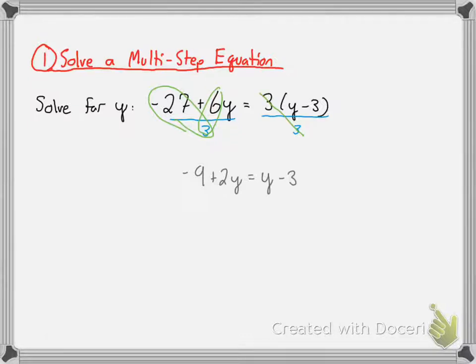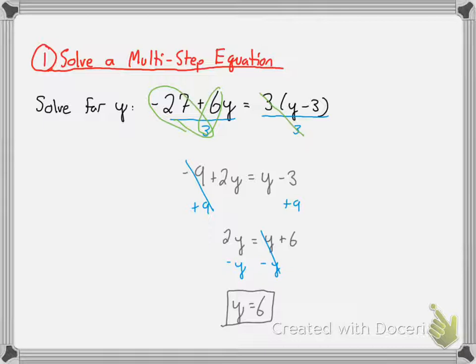So from here, I want to get all my numbers together and all my y's together. I'm going to add 9 to both sides. Cancels, this goes into the negative 3. So now I'm left with 2y equals y plus 6. Now I want to get my y's together, so I'm going to subtract that y on both sides to get it to the left. 2y minus y leaves me with y equals 6. And that's my answer.